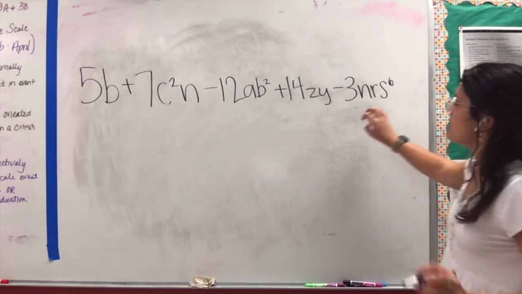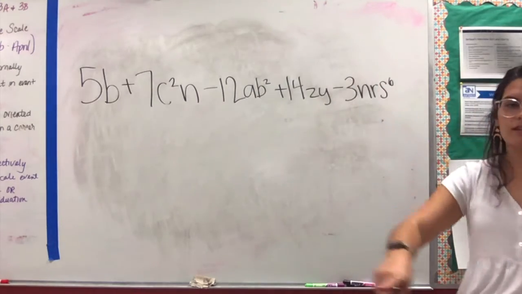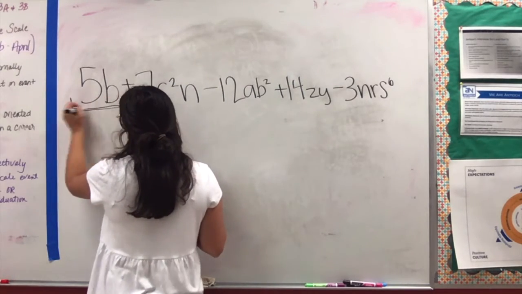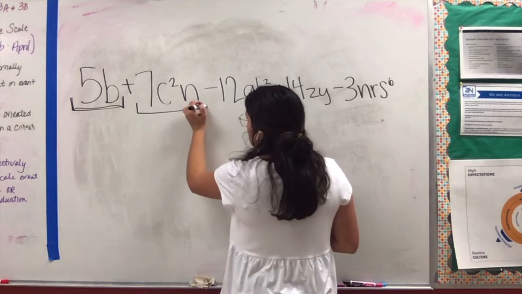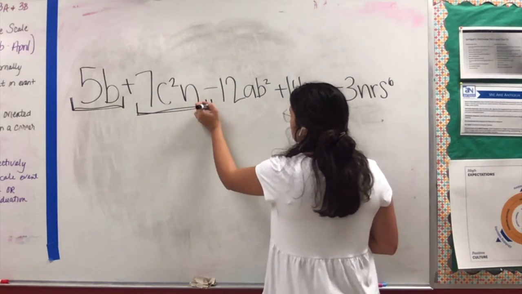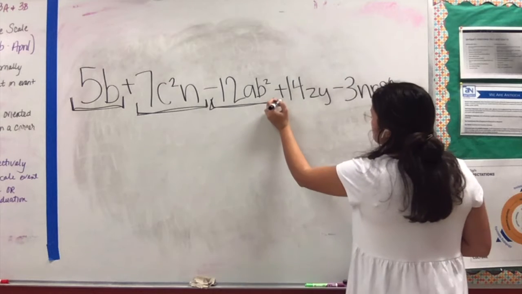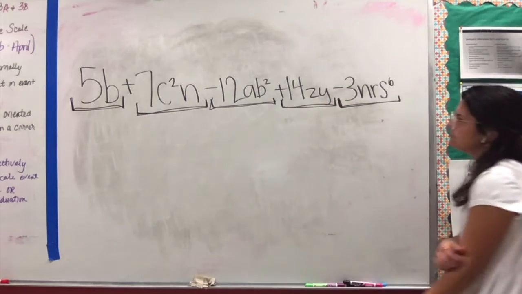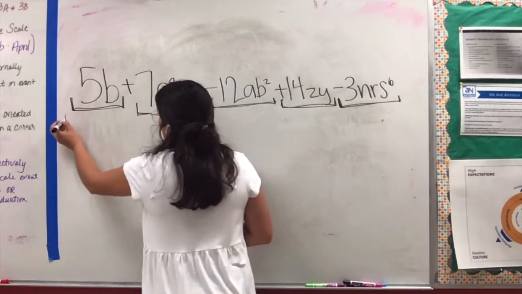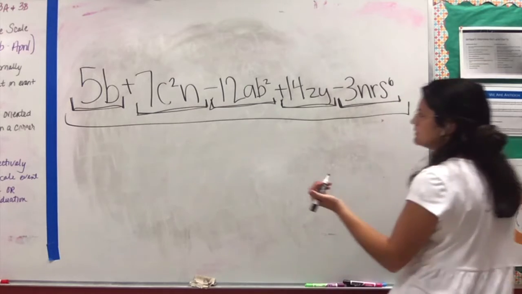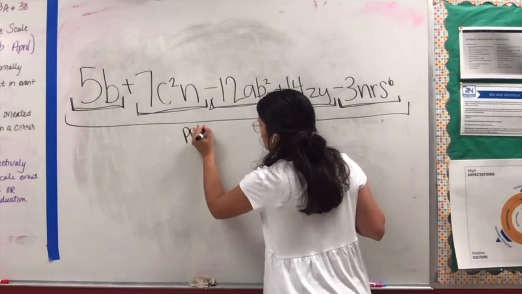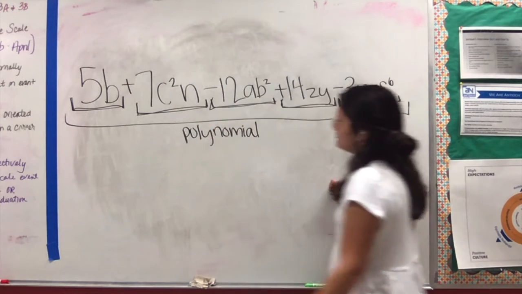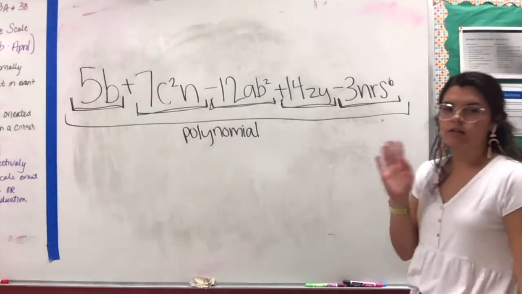All right, so we have a big polynomial this time. Now, first thing we need to do is break it down by terms. So our first term is going to be 5b. Second term is 7c squared n, negative 12ab squared, 14zy, negative 3nrs to the 6th. And altogether, we have one giant polynomial. Poly means many. So polynomial.